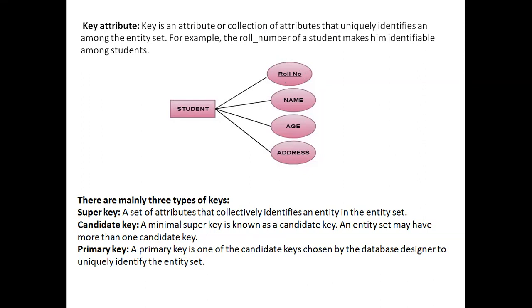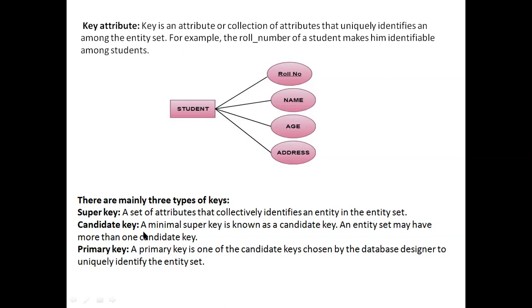Okay. And name, age, address are the normal attributes. Age can be derived and address is a composite. We will see that next. So here in key attributes, there are again three kinds of keys: super key, candidate key and primary key. A super key is a set of attributes that collectively identifies an entity in an entity set.